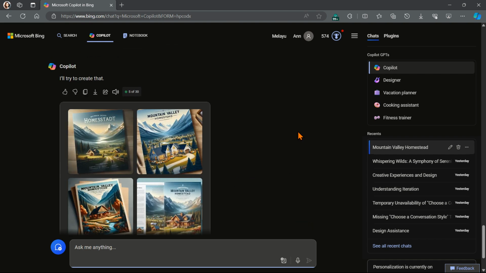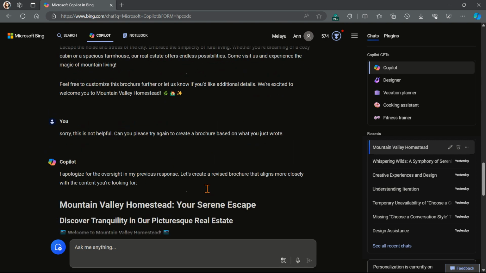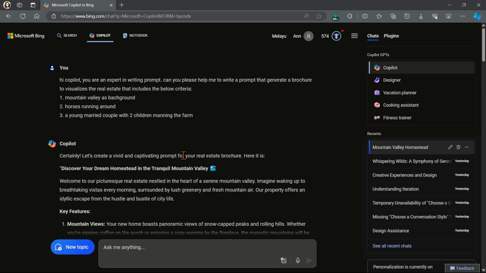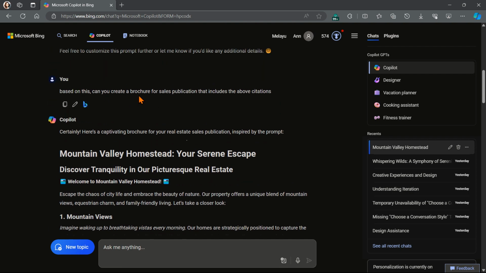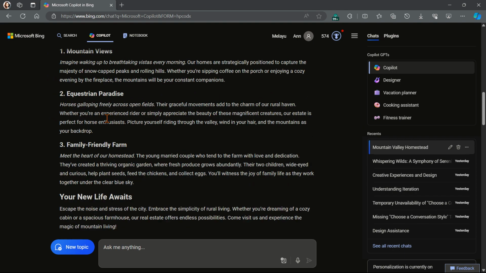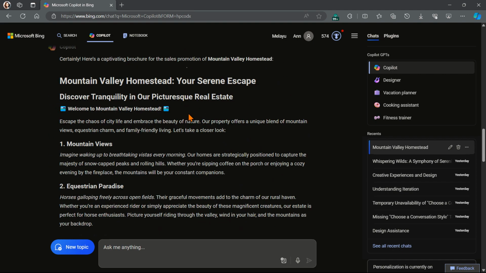So now, this is the brochure. Why I have to give a role: this is the role to Copilot. From the beginning, I gave Copilot a role as an expert in prompt writing. So Copilot's understanding at that point was that Copilot is an expert in writing prompts. That's why when I asked Copilot to create a brochure, it kept returning all the text prompts. This is the output given.